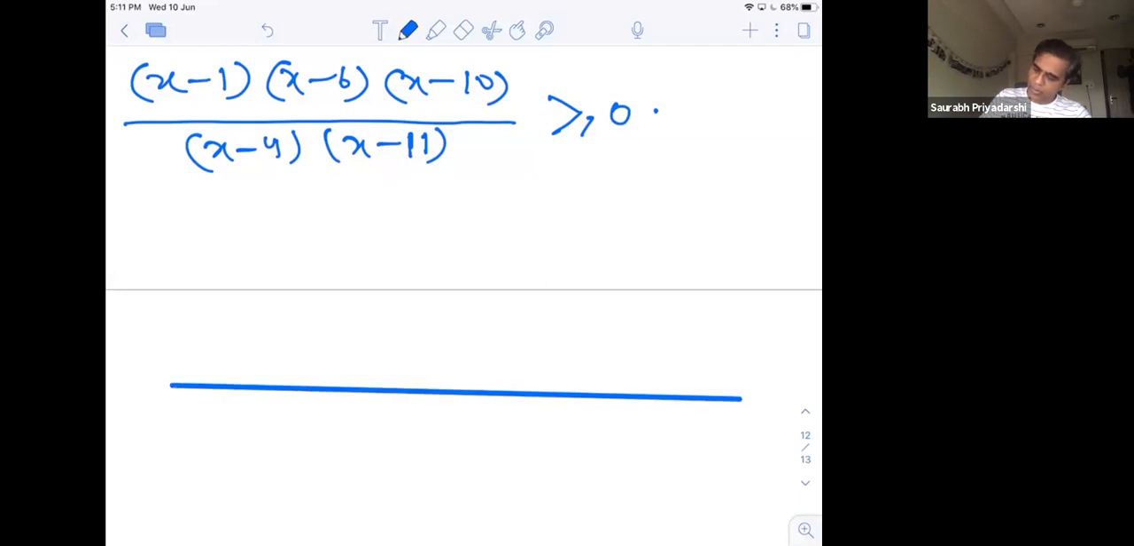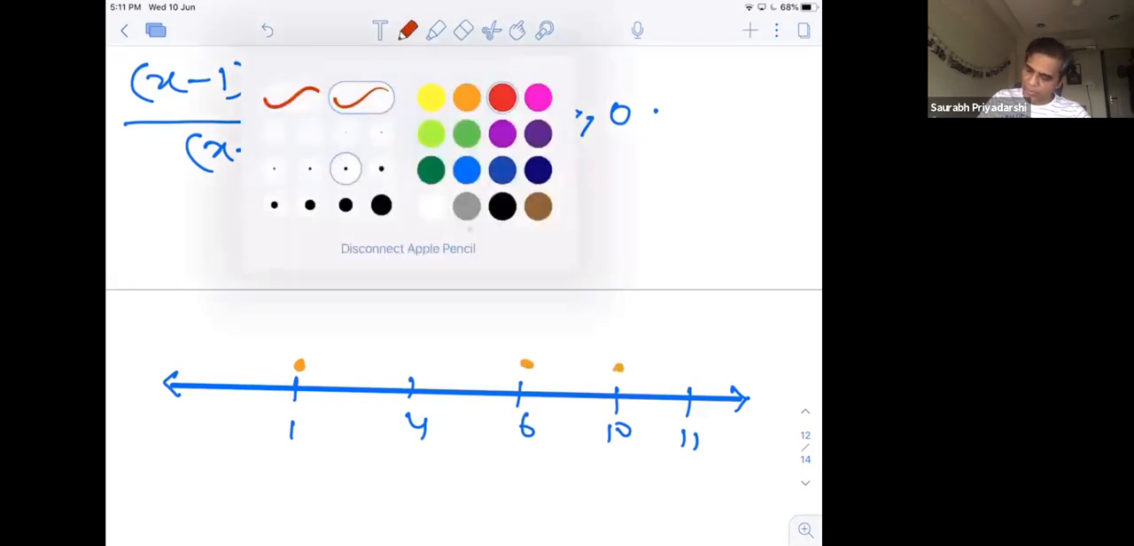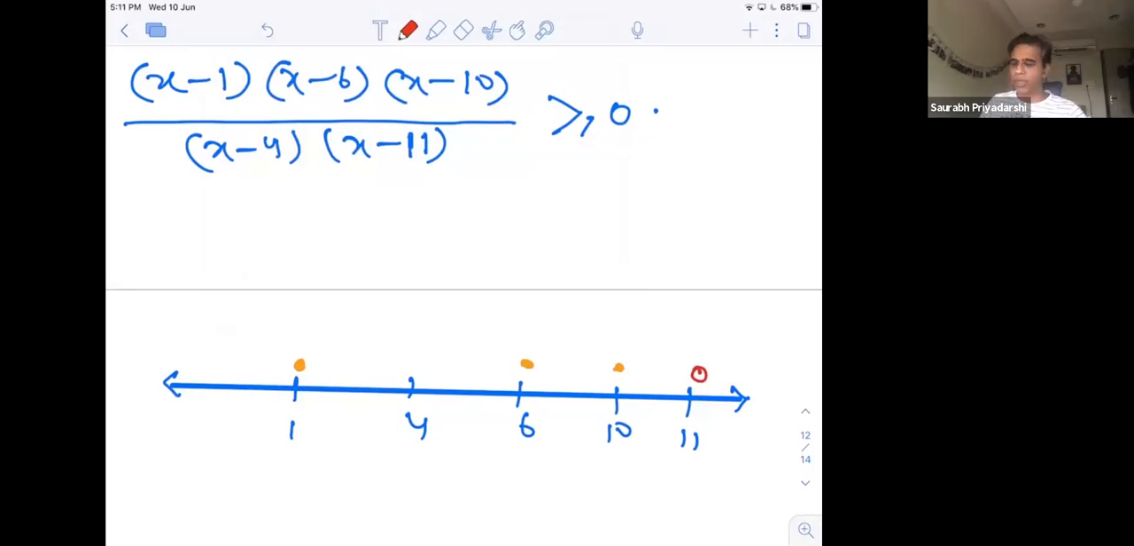right? Numbers are 1, 4, 6, 10, 11, right? Now you have to see this. At 1 this will be 0, right? At 6 this can be 0. At 10 this can be 0, but at 11 and 4 this must not be equal to 0. Now put any value greater than 11. So 15, 15 minus x is equal to 15, positive, positive, positive, positive. So this is positive, negative, positive, negative, positive, negative, right?